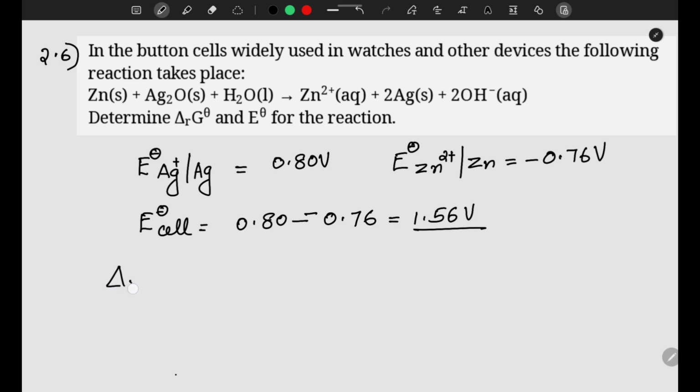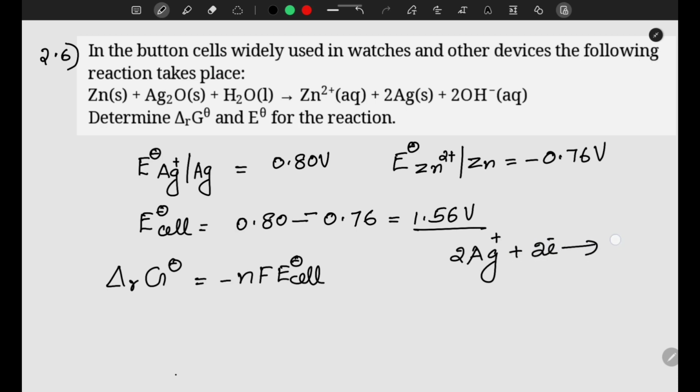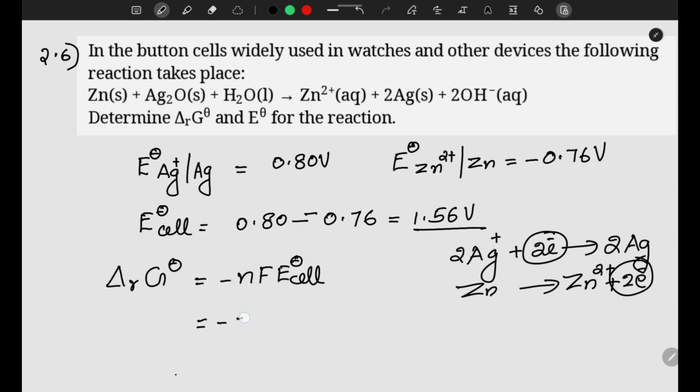Now delta G naught is equal to minus nF E naught cell. Now let's calculate the number of moles of electrons involved. In Ag2O, 2 Ag+ plus 2 electrons will give you 2 Ag. And zinc is undergoing oxidation, so Zn gives Zn2+ plus 2 electrons. So the number of moles of electrons involved in the redox reaction is 2.